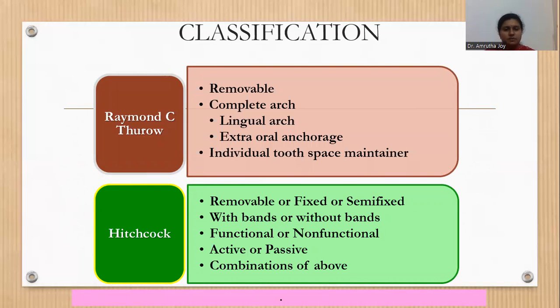Coming to the classification of space maintainers, according to Raymond C. Thurow, he classified space maintainers into removable type, complete arch, and individual tooth space maintainers. Removable space maintainers include acrylic partial dentures or complete dentures. For complete arch, it can be a lingual arch type space maintainer or nance arch or extraoral anchorage, etc. And individual tooth space maintainer examples are band and loop, distal shoe, etc. According to Hitchcock, it's classified into removable, fixed or semi-fixed, with bands or without bands, functional or non-functional, active or passive, and combinations of the above.